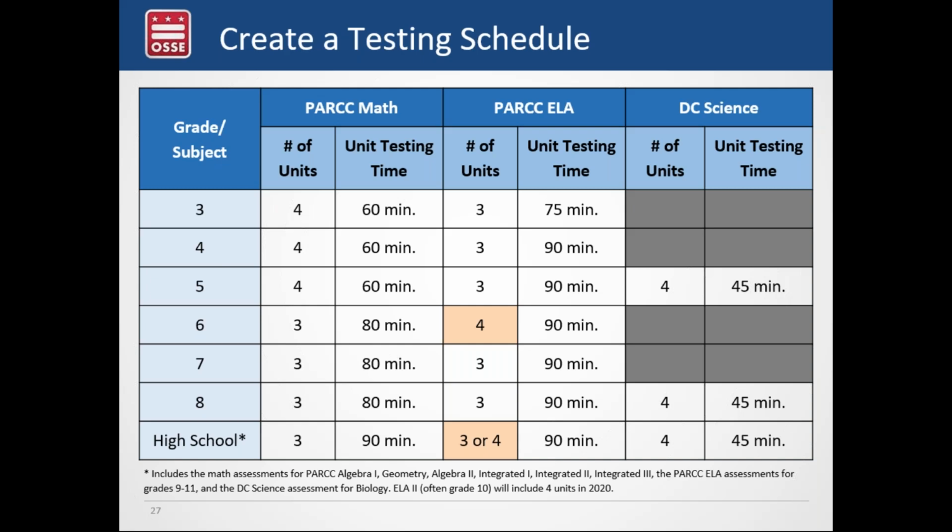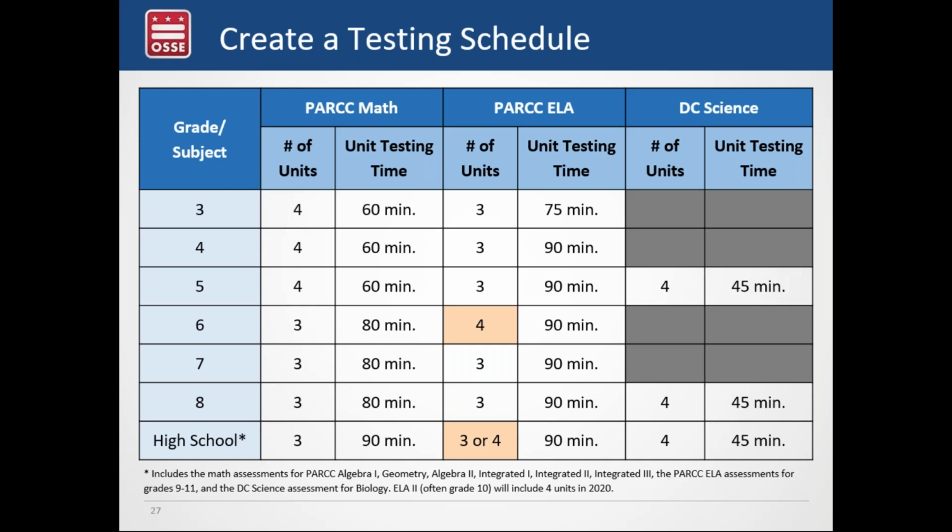For PARCC Mathematics, the timing ranges from 60 minutes at third grade per unit to 90 minutes in high school. There also are 4 units for some grades and 3 units for some of the upper grades for mathematics. So you wouldn't necessarily need all 4 sessions, you might need 3 sessions. Keep that in mind as you're planning for your different grades within your school.